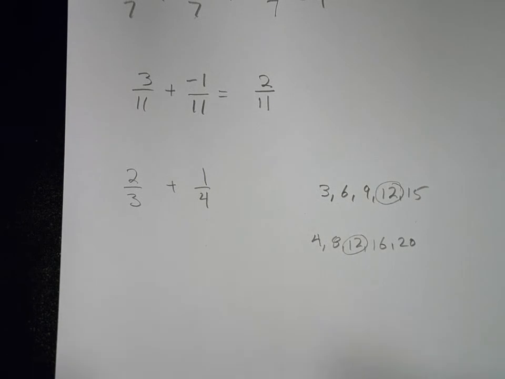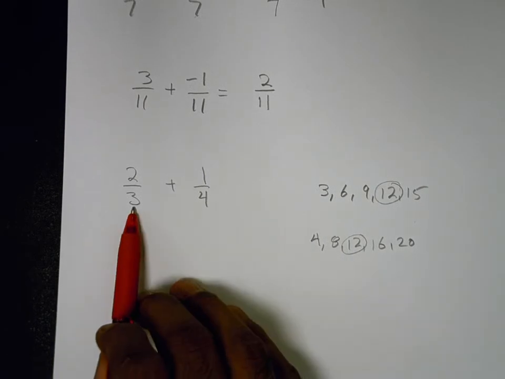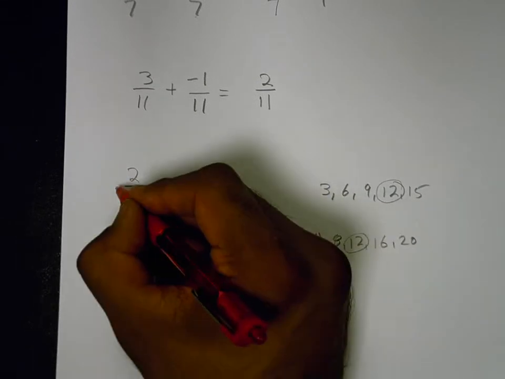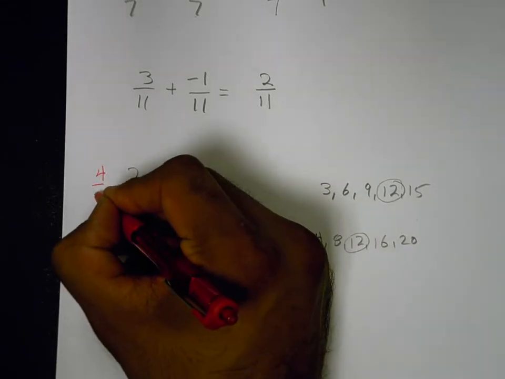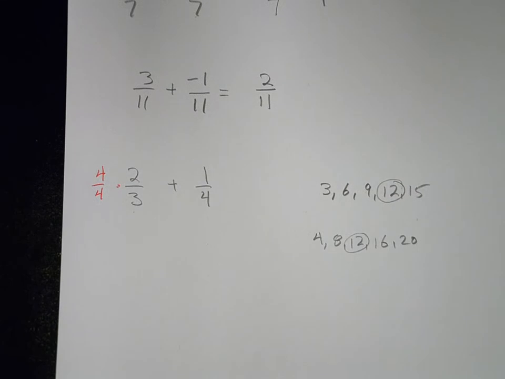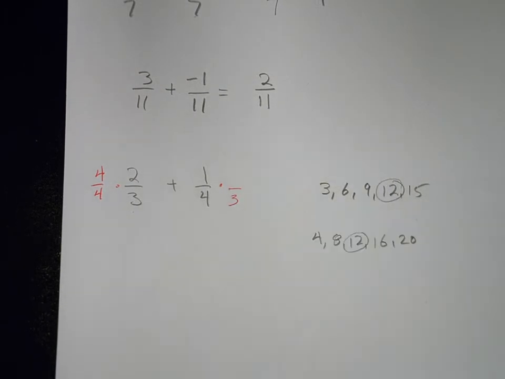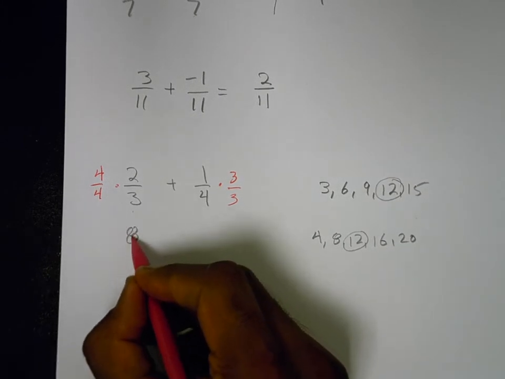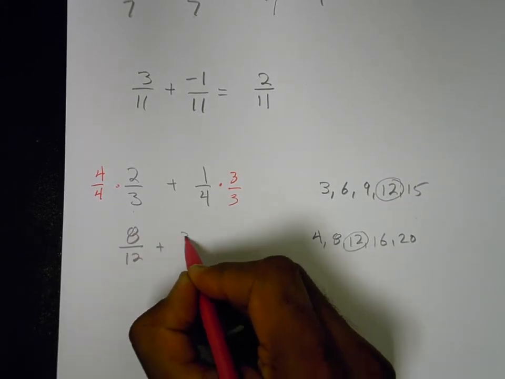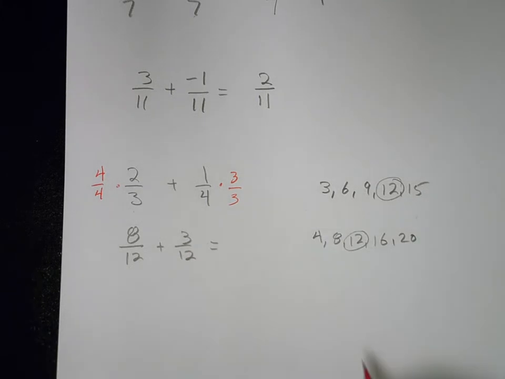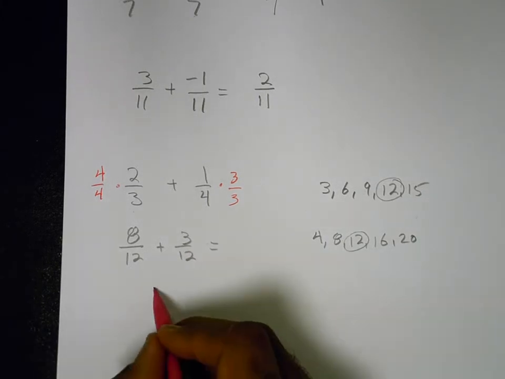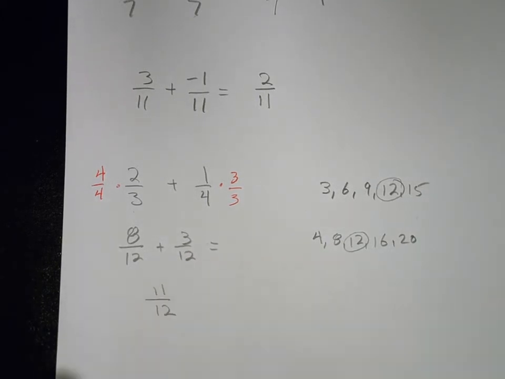So what I have to do is make this a 12. What I multiply by to make it 12 is 4. But I have to technically multiply by 1, so I have to do it to the numerator and the denominator. And this one, I'm going to multiply by 3, but I have to do it to the top as well. And so what I end up with is 8 over 12 plus 3 over 12. Now the denominators are the same, and I end up with 11 over 12.